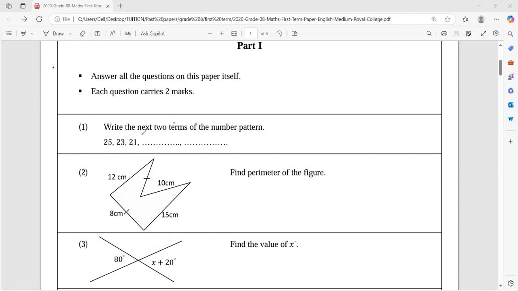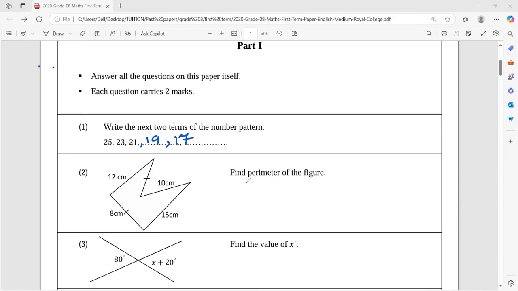First question: write the next two terms of the number pattern. Here you see 25, 23, 21. That means 2 is going to be subtracted each time. 25 minus 2 is 23, and 23 minus 2 is 21, and 21 minus 2 is 19, and 19 minus 2 is 17, right? So if you write like this, you have the answer, right?